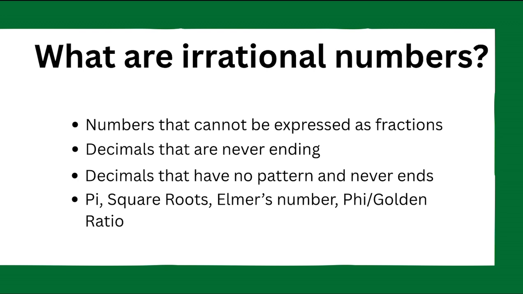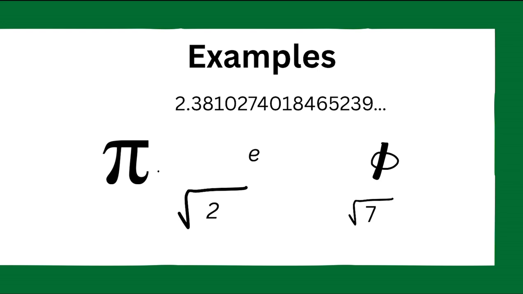Now let's take a look at these visually. So as you see here, I have pi, Euler's number, golden ratio, square roots, and a decimal at the top that doesn't have a pattern and never ends. These are all examples of irrational numbers. So when you come across any of these, just know that they are irrational numbers, the complete opposite of rational numbers.